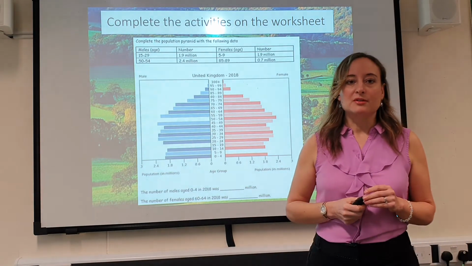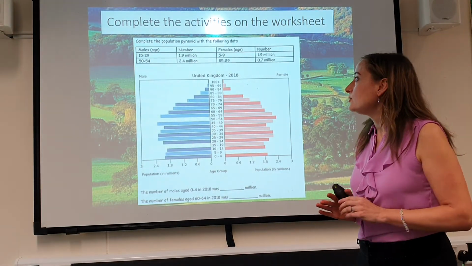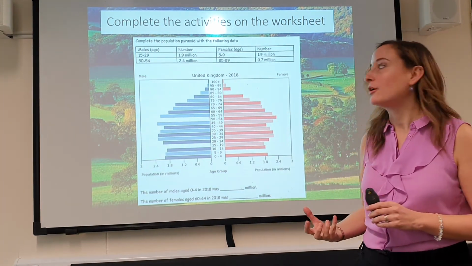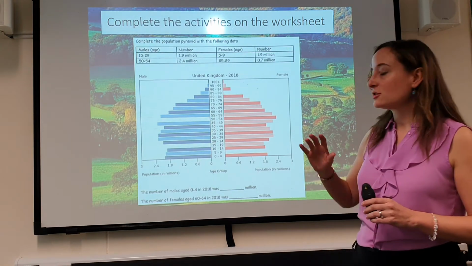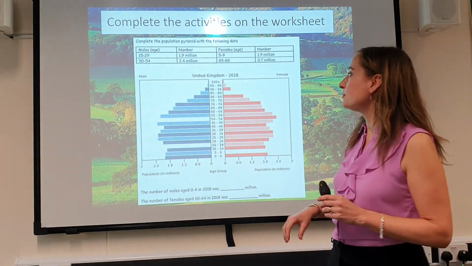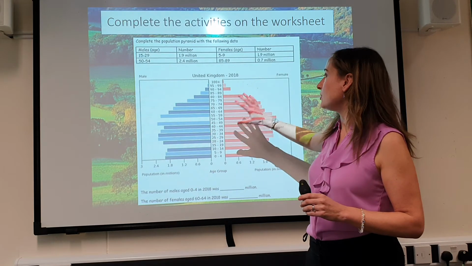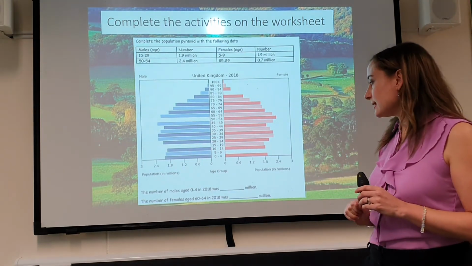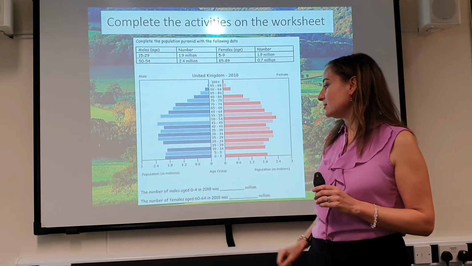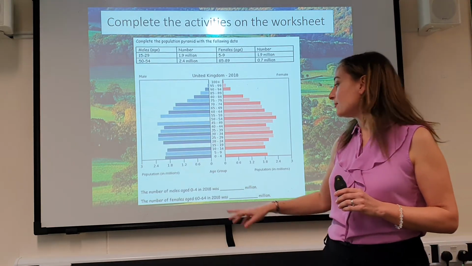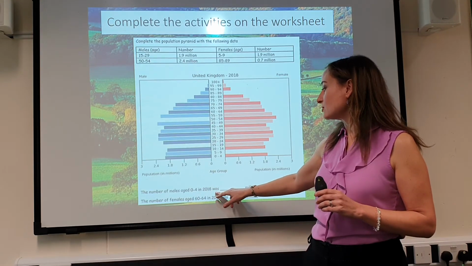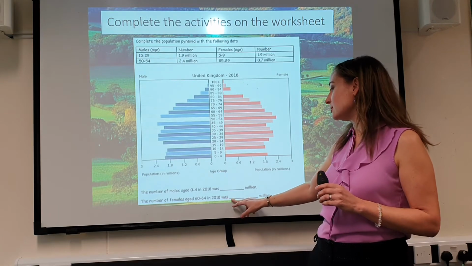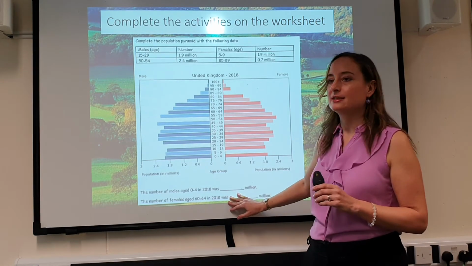So the activity you're going to do, you've got a couple of things to do. First of all, you're going to complete the population pyramid that you can see here. I'll give you a worksheet with it on, with the following data. So to show that you can understand how to draw a population pyramid, I'd like you to add this data onto the pyramid, and you'll be able to see where the missing bits are which you need to add on. The second thing I'd like you to do is fill in these two gaps. So you're reading the pyramid and finding out the number of males aged 0 to 4 in 2018 and the number of females 60 to 64 in 2018. So you're completing those two gaps there.